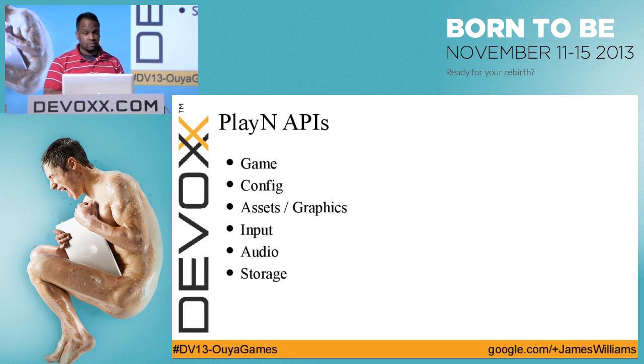So the core plugin APIs that we're going to talk about today, we're mostly going to talk about the top four here: game, config, assets and graphics, and input. It does have a full-featured audio set and some storage for storing little bits and things like saved games, but that's kind of outside of the scope of this talk.